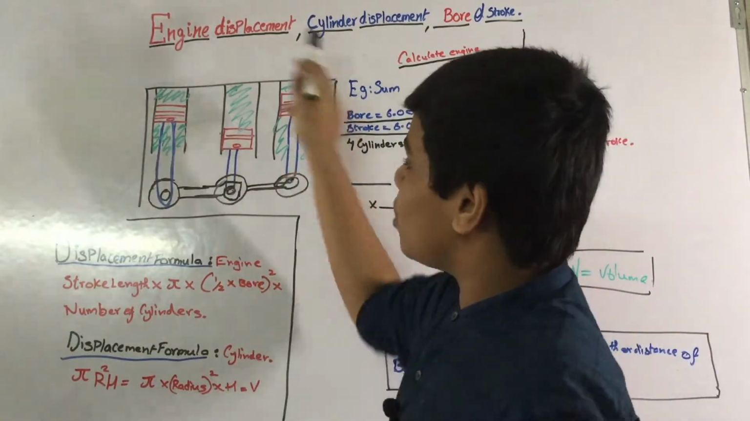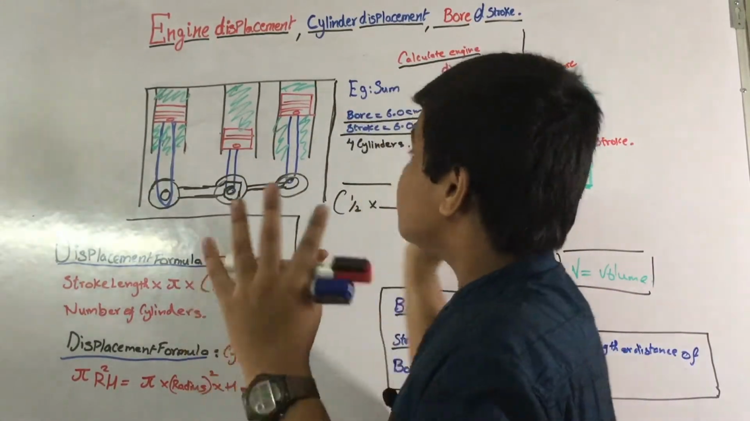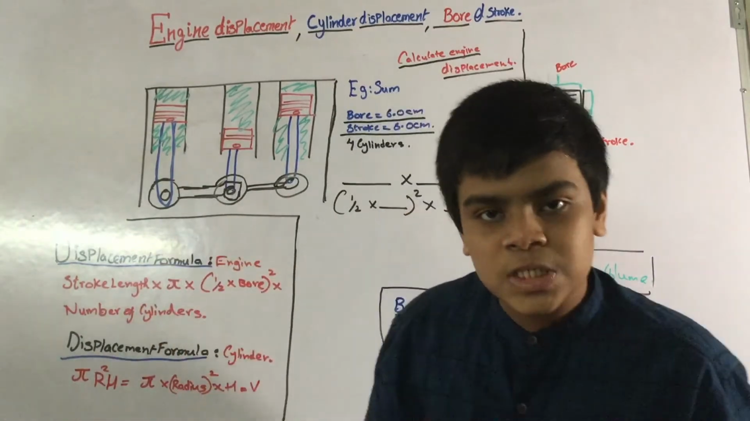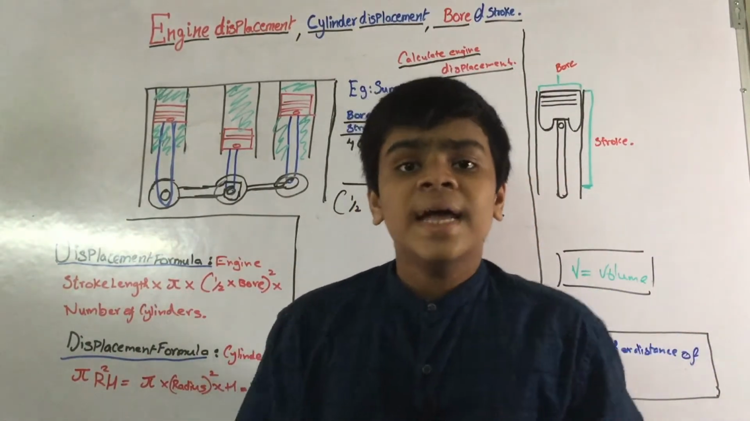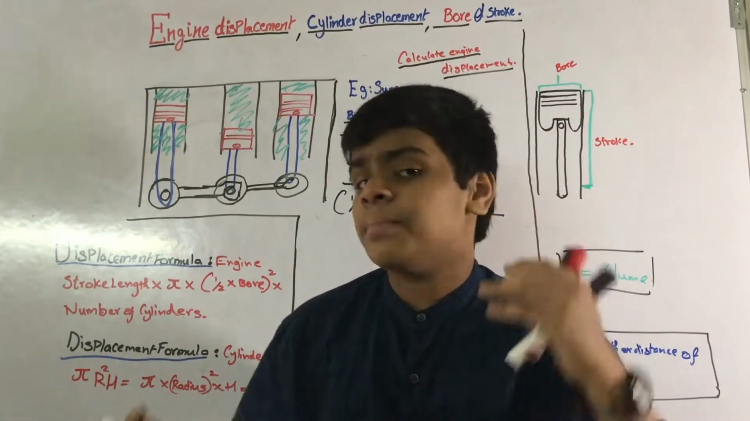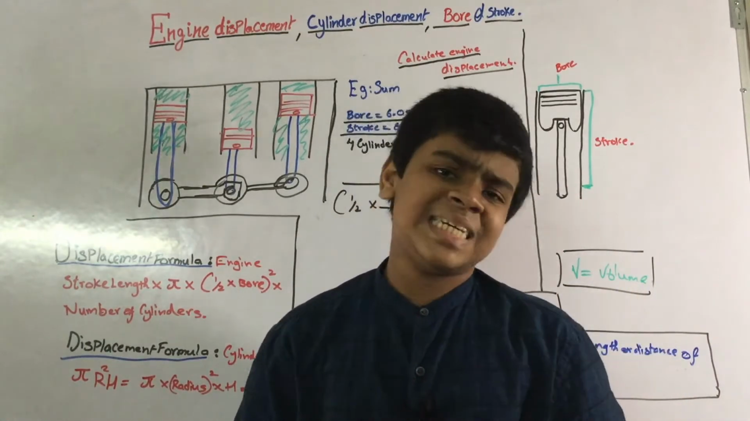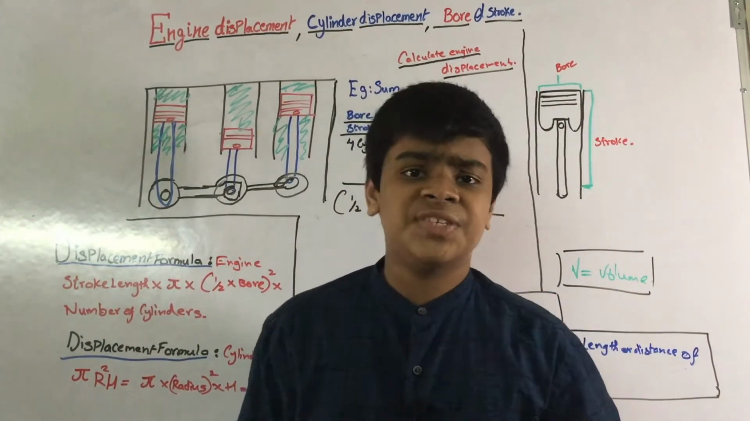So if you multiply all these, it's not multiply, there is a different thing. First I'll tell you what the formula is. The formula for engine displacement is stroke, which is the stroke length from TDC to BDC. TDC stands for top dead center and BDC stands for bottom dead center.